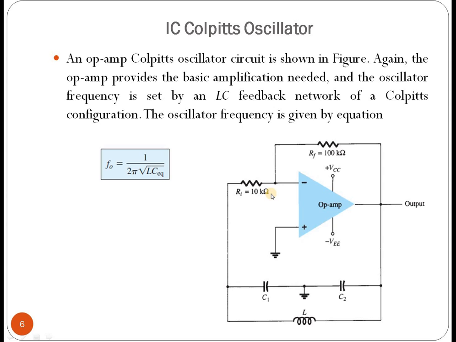And here also the equation is the same. The oscillator frequency is the same as the previous one, that is f0 equals 1 by 2π root over L C equivalent. C equivalent is also like the previous one, so we need to find it using C1 and C2.